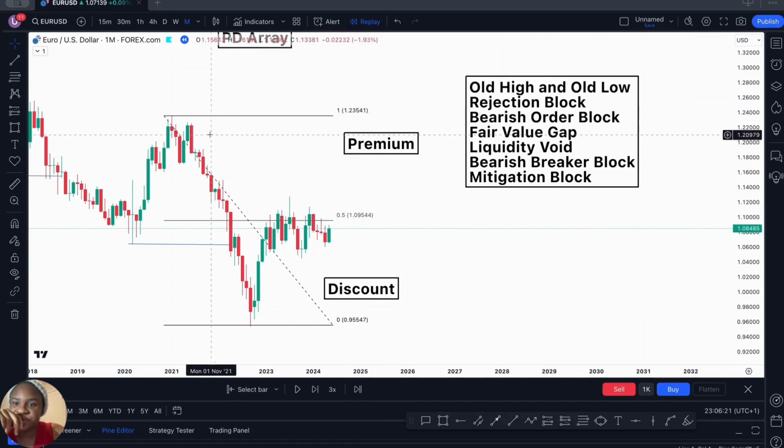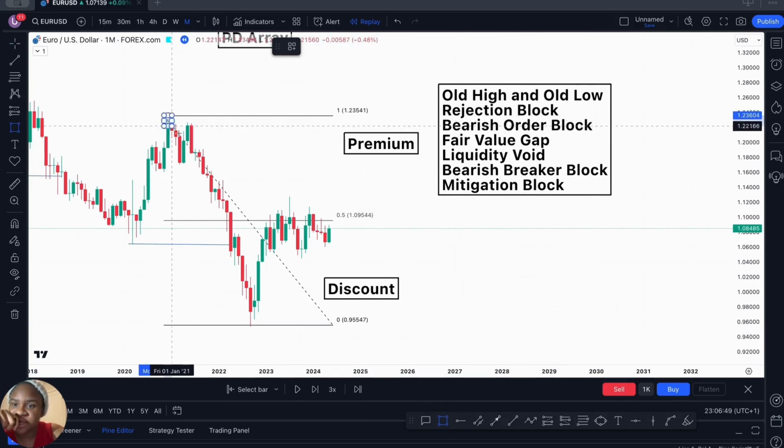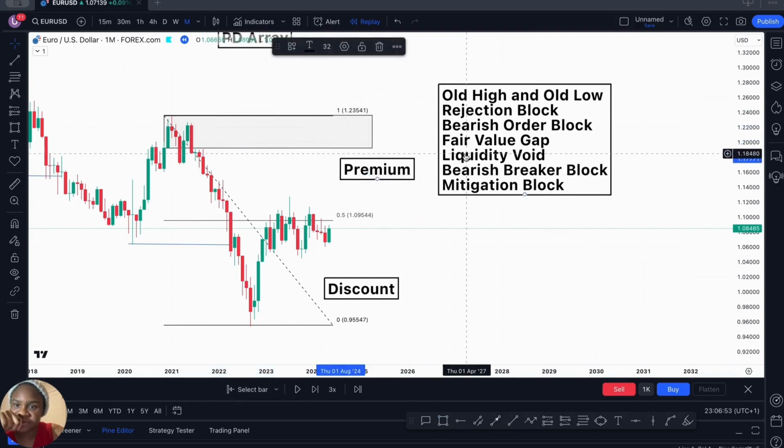But is there any rejection block on the premium area? This is where my whole focus is. Why is my whole focus on this place? Because I'm using the bearish PD array format. So I'm looking at only premium. So the question is, is there any rejection block? No. Is there any bearish order block? I can see a bearish order block here. Yes, there's a bearish order block.